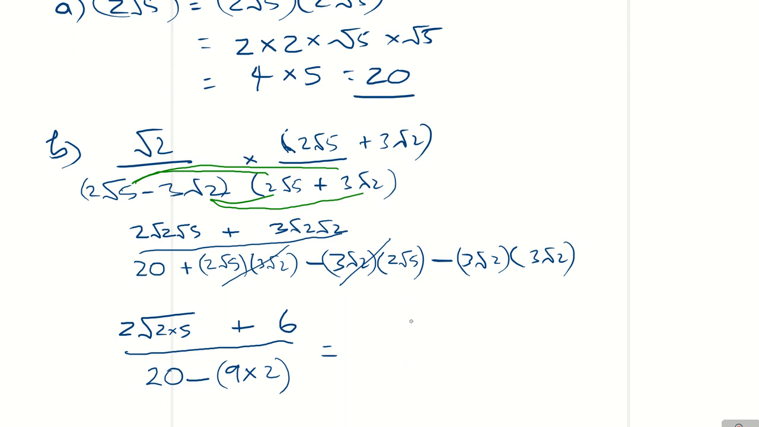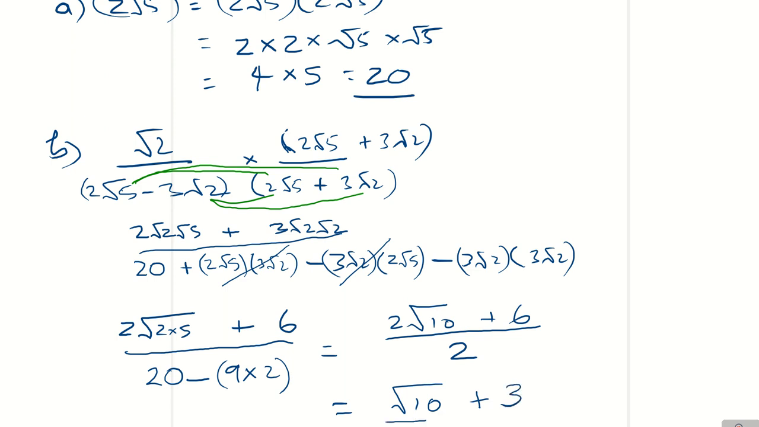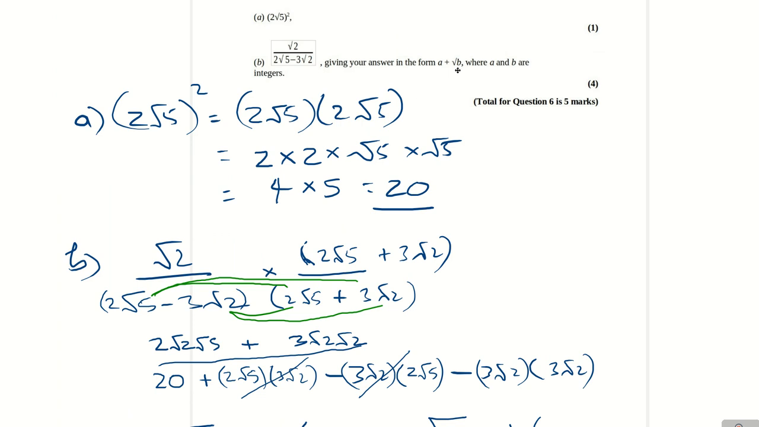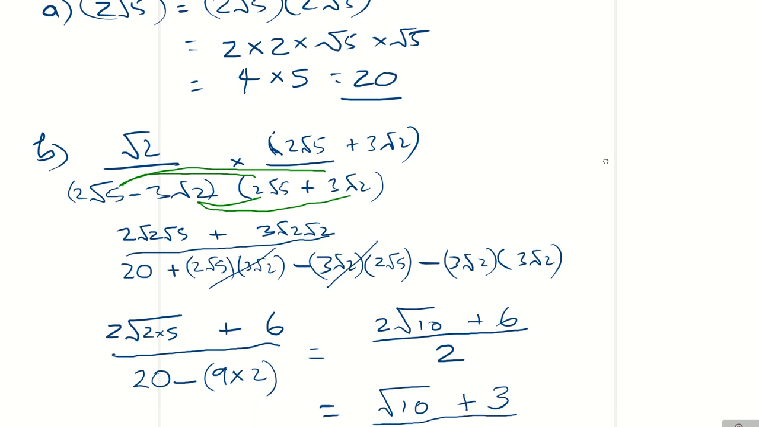So we've almost done it. 2 root 10 plus 6 on the top, and 20 minus 18, or 2, on the bottom. And finally, 2's into 2 go 1, so that's just root 10, and 2's into 6 goes 3. And final answer, root 10 plus 3, which is how they ask for it. If you look, they want a plus root b. Well, our a is 3 and our b is 10.